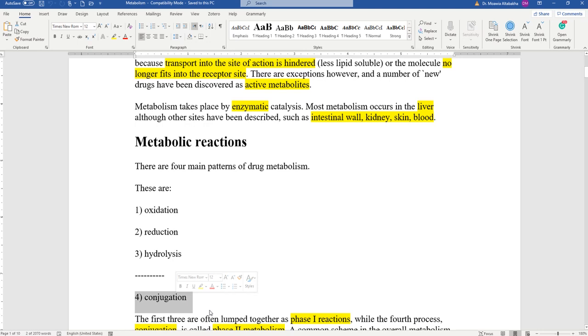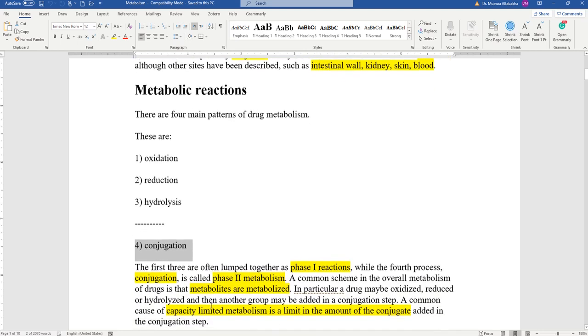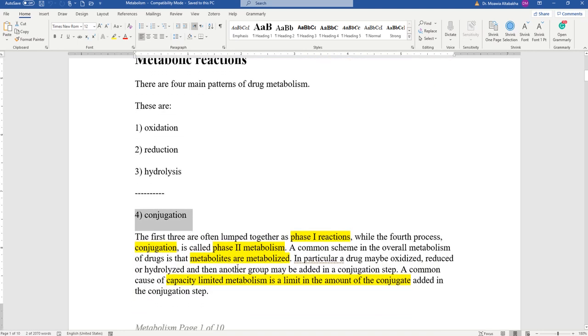So it's as if we are doing a synthesis here. Okay? The common way for metabolism is to have first phase 1 followed by phase 2 metabolism. But you should know that a drug might only undergo a phase 1 reaction, and a drug may only undergo a phase 2 reaction. The common thing is phase 1 followed by phase 2.